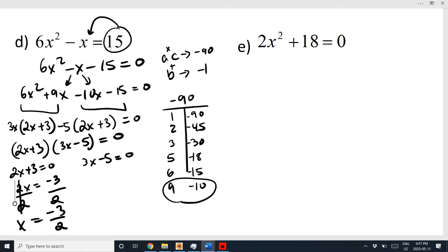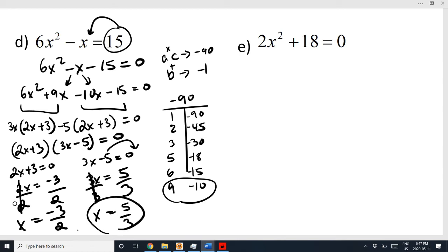Let's try this one over here. We're going to move the 5 over to the other side. We're going to get 3x is equal to positive 5. Divide both sides by 3. And we're going to get x is equal to 5 over 3. And those are our solutions.